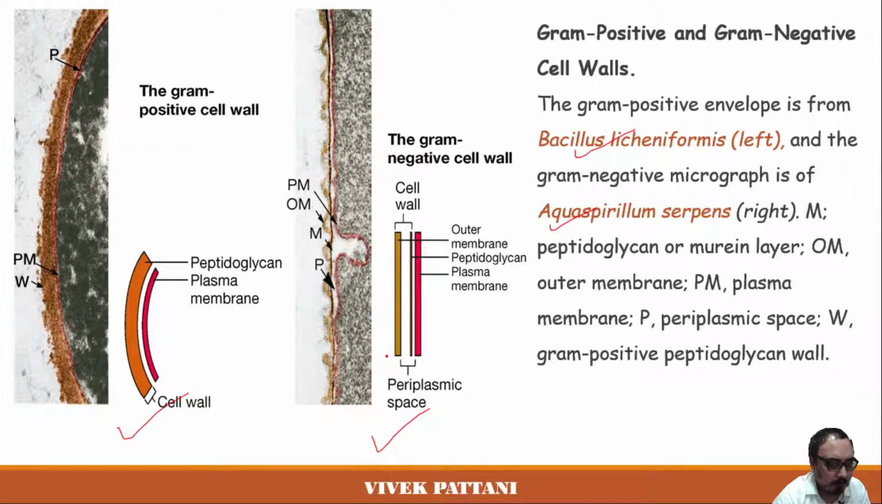This is the peptidoglycan or murein layer, and this one is an outer membrane. Then comes the plasma membrane. Here in the gram-negative cell wall, you can clearly see the amount of peptidoglycan is very low as compared to gram-positive bacteria, which have a higher peptidoglycan content.